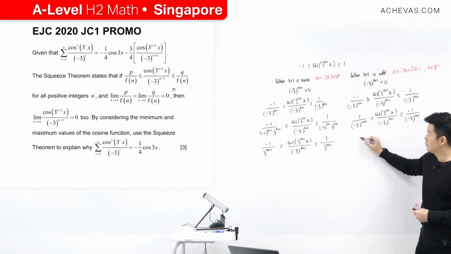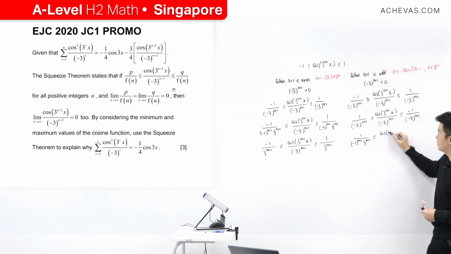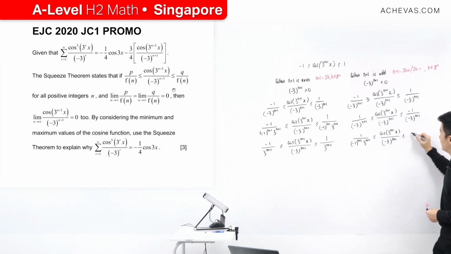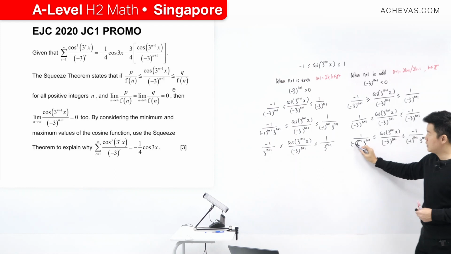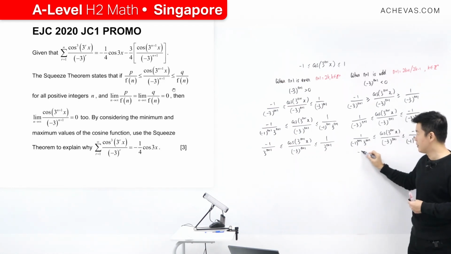Similarly, what if I were to have a minus 1 to the power of an odd number? So we have this, n plus 1, 1. So this is here, cosine of 3 to the power of n plus 1 x over minus 3 to the power of n plus 1. Then we have a minus 1 over minus 1 to the power of an odd number, because n plus 1 is an odd number. Then 3 to the power of n plus 1, which will leave me with n plus 1, minus 1 to the power of odd number, minus 1. So I have a minus 1 over 3 to the power of n plus 1.